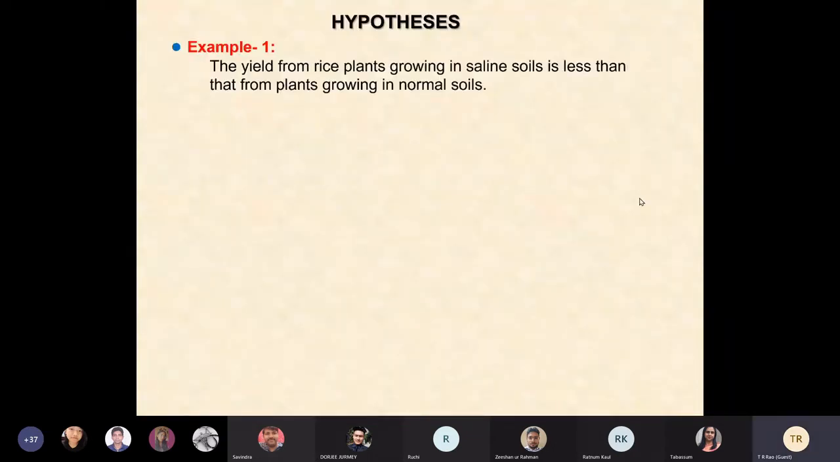Let us take one example. We are proposing, based on our observations perhaps, that in saline soils, plants do not yield as much rice as grown in normal soils. This is a problem in places like Kerala, where in the backwaters, the soils might be saline and crops might be different. Then genetically different varieties might be flourishing there. We don't know.